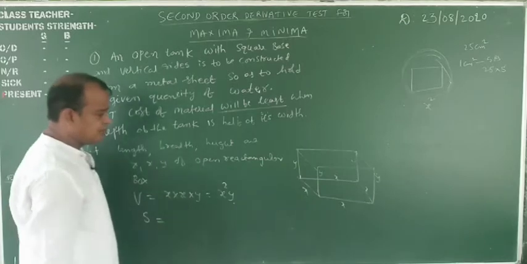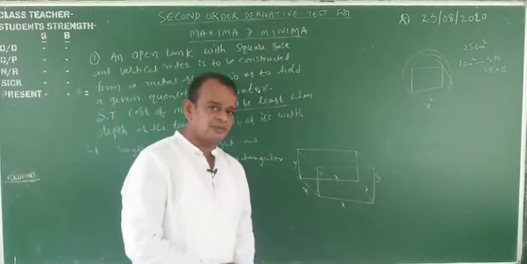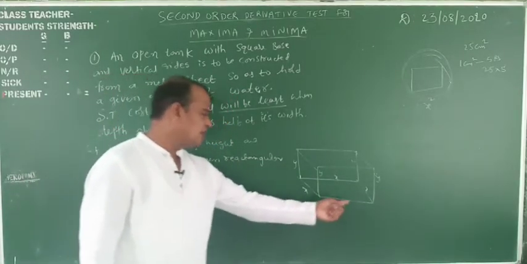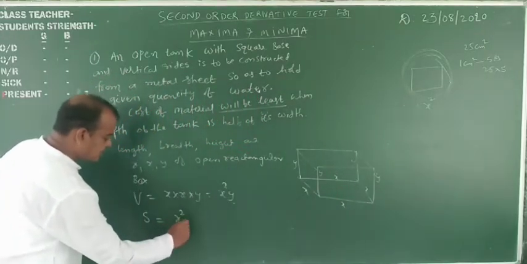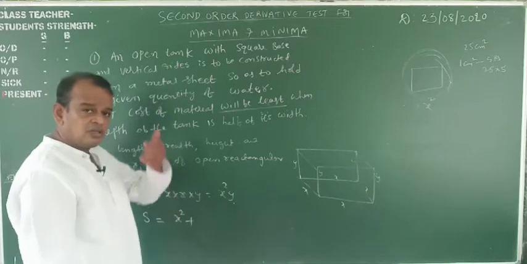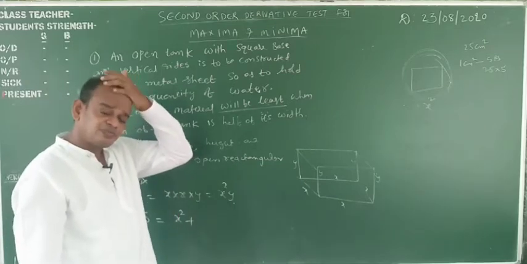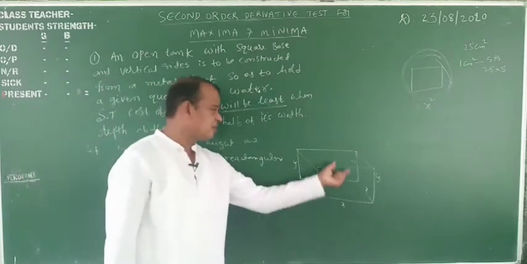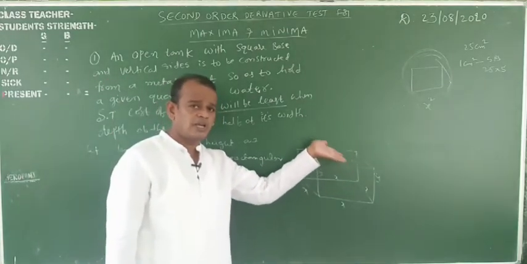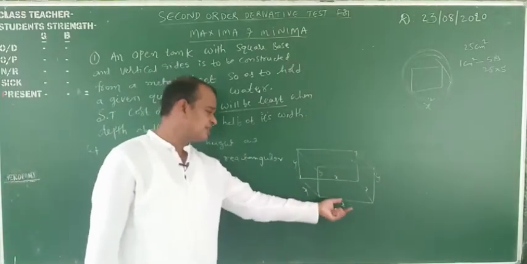Now surface area. First, surface area means all 5 sides we will write. What is the area of the base? Area of the base is x square. Base is x square. Not top, it is open, it has no top. Only base area is x square.